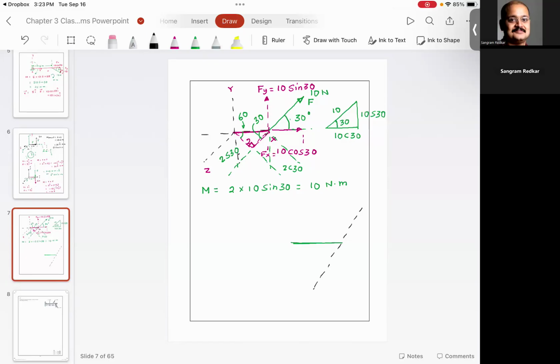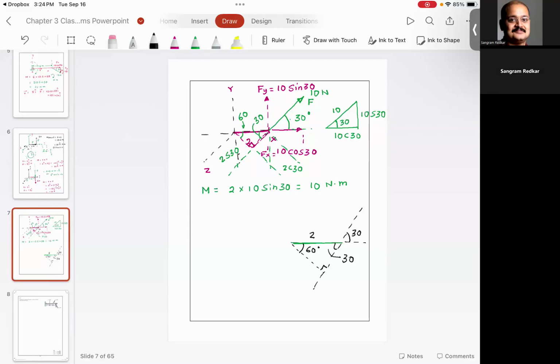What I did, I drew the line perpendicular. This is the radius; this angle is 30 degrees. This is 90 degrees, so this becomes 30 degrees. Since this is 90 degrees, this becomes 60 degrees. Do you agree with me?